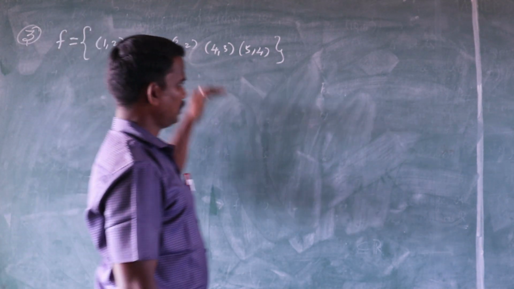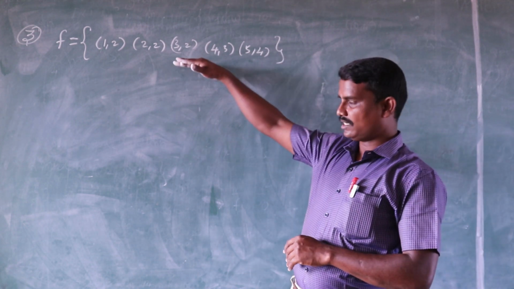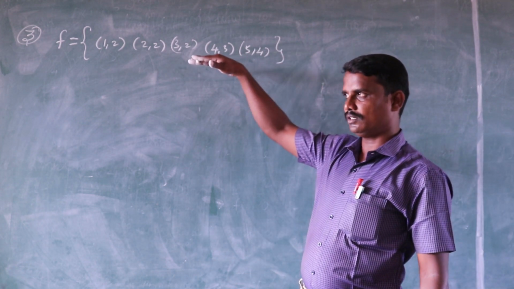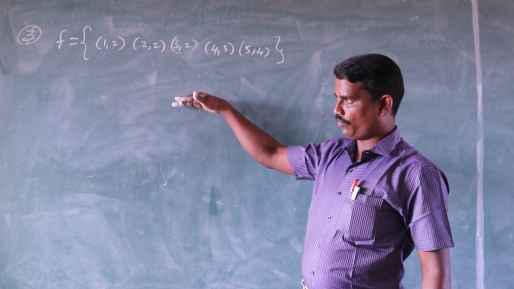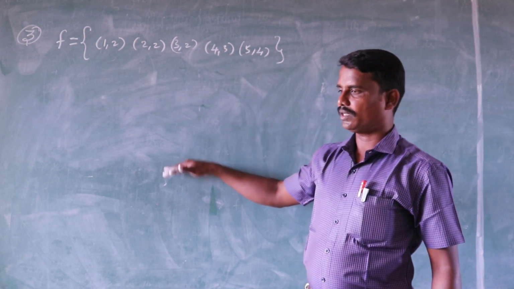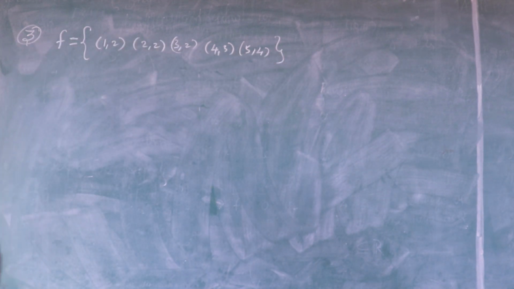So represent this function. That is given directly as the set of ordered pairs here. So you can write table form, arrow diagram and graph. So you can do this one yourself. Now I go to the next question, fourth question.